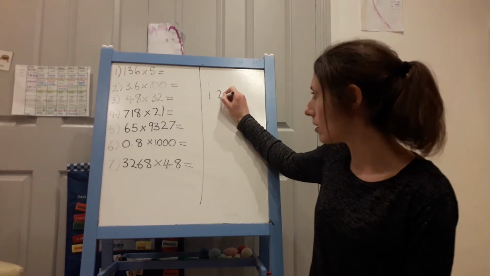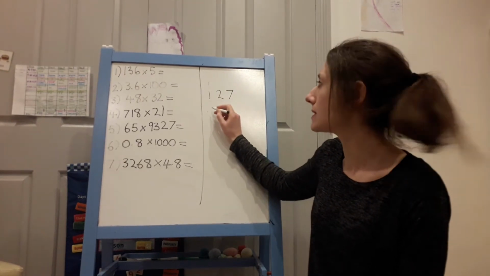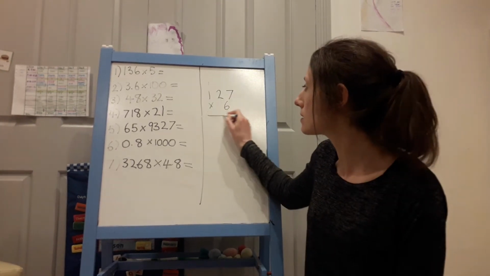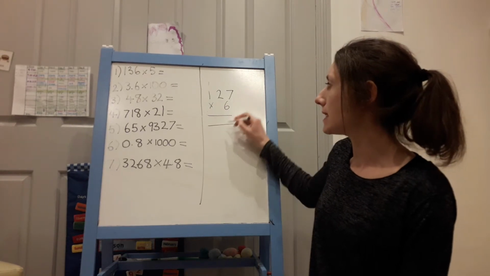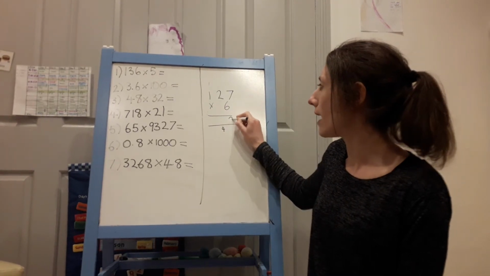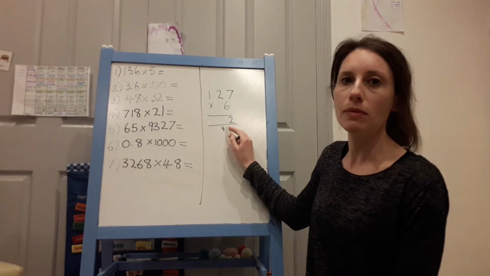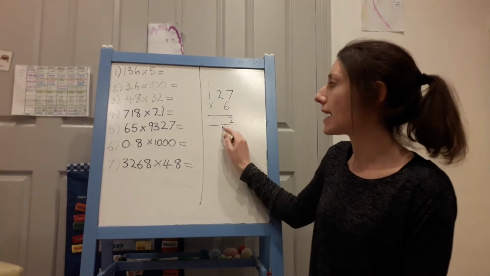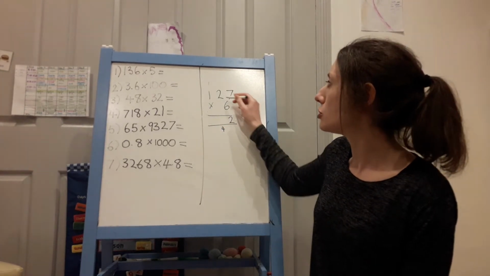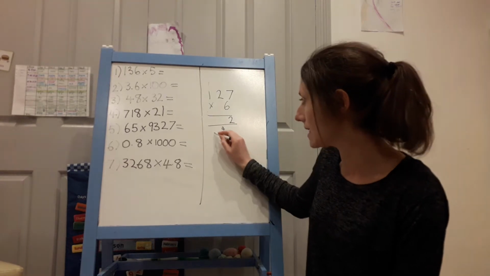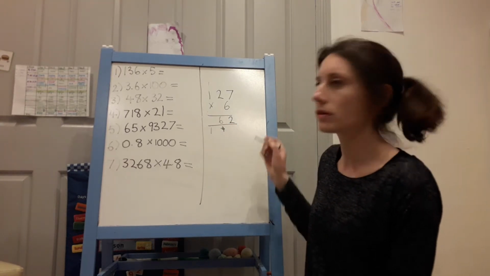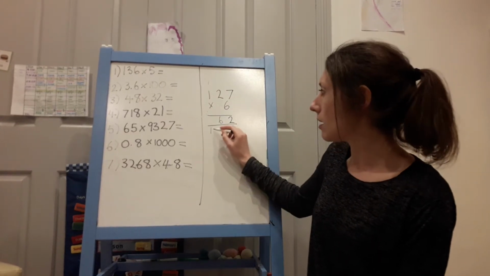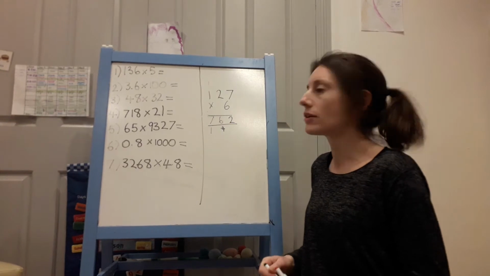So for example, 127 times 6. As always, making sure you're lining them up in the correct columns. 7 times 6 is 42, put the 4 there and the 2 there. Again, some people have been taught to put the 4 there. It doesn't really matter as long as you're remembering that it's in the tens column and you're going to add the 4 to it. 2 times 6 is 12 plus 4 is 16, and cross off the 4 because you don't want to use that next time. And then you just do 1 times 6 is 6 plus 1 is 7. 762.